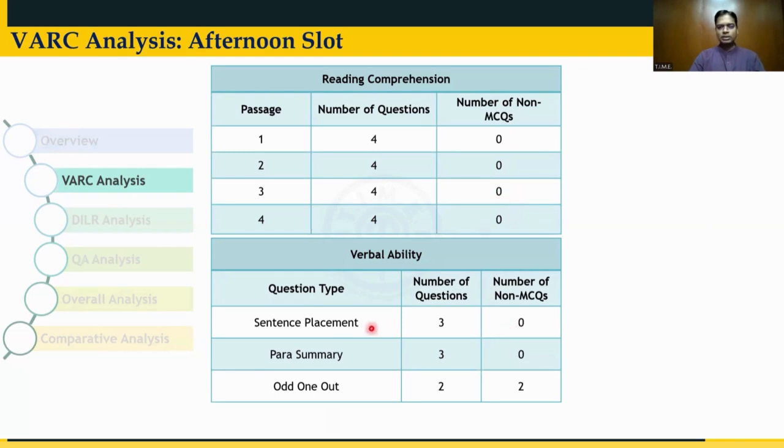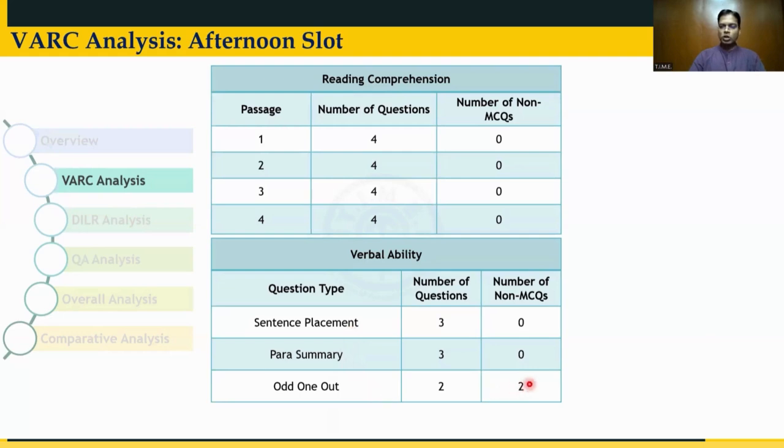And as is expected, the VA questions, there were 8 of them. And there were 3 types of questions. And this time, para jumbles seem to have been sent packing, and only para summary questions, sentence placement questions were there, and odd one out type of questions were there.